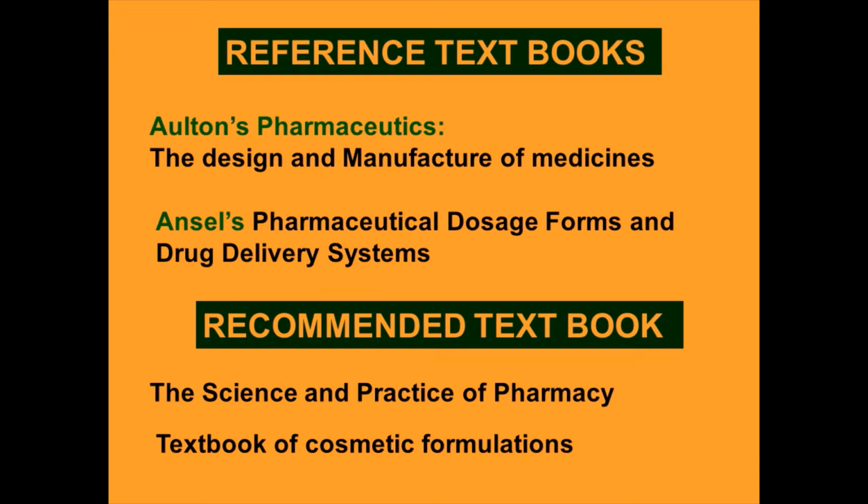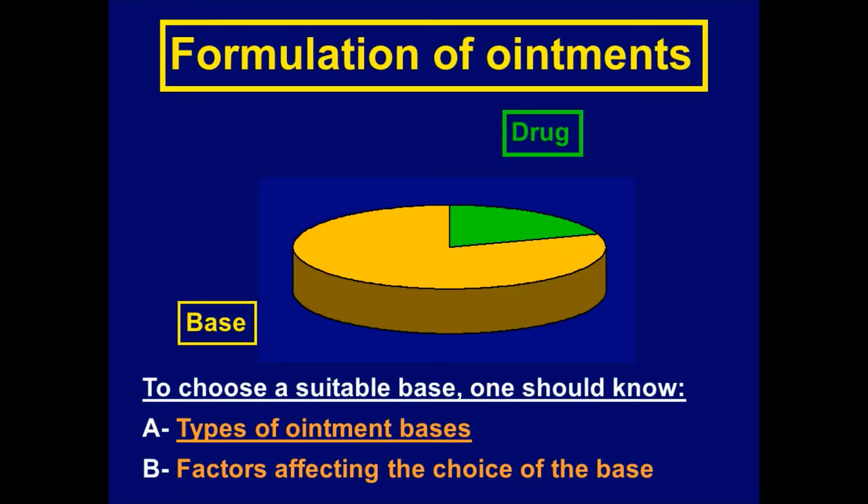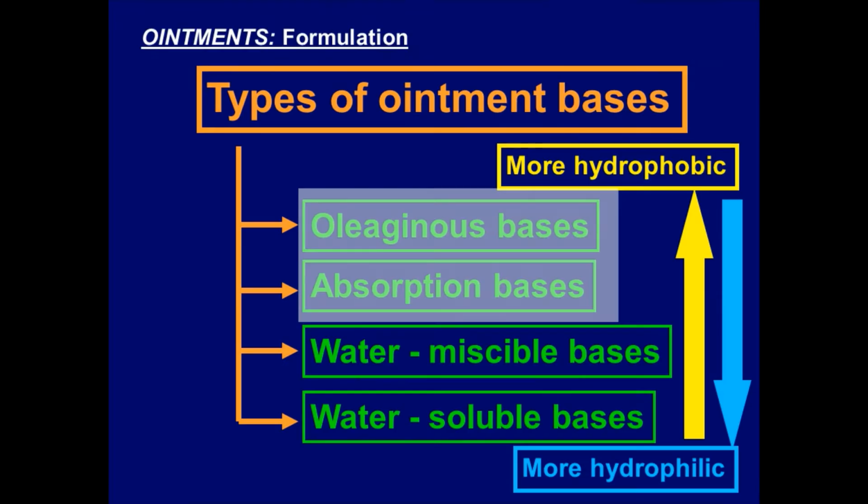Let's start our lecture. We were discussing formulation of ointments, and we said that to choose a suitable base, you should know the types of ointment bases. There are 4 types of ointment bases. We discussed oleaginous bases and absorption bases. What about water-miscible bases and water-soluble ones?